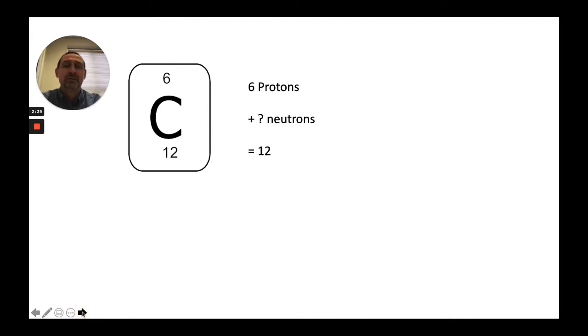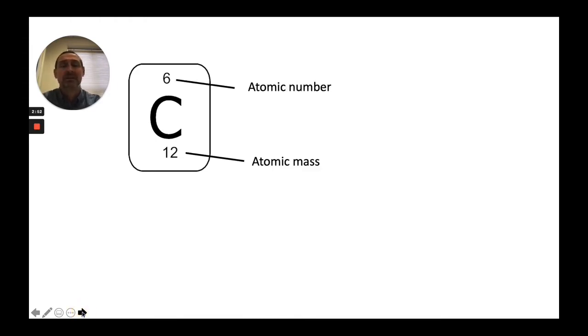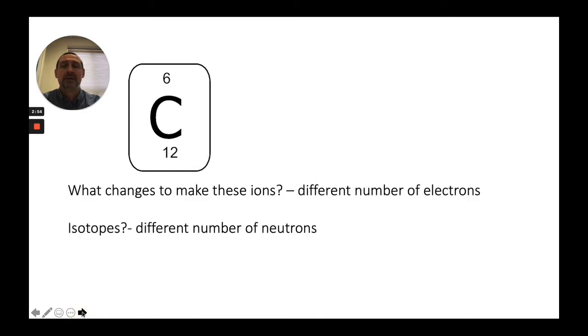To find the number of neutrons, we take the 6 protons plus the number of neutrons to get the atomic mass, which in this case is 12. So 6 plus what equals 12, and that tells us that carbon has 6 neutrons. The top number is the atomic number, the bottom number is the atomic mass. To make these ions, we need a different number of electrons. So there's 6 protons, but maybe there's 5 electrons or 7 electrons. Either way, that would make the atom an ion. An isotope will have a different number of neutrons.